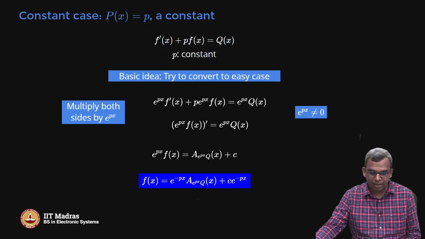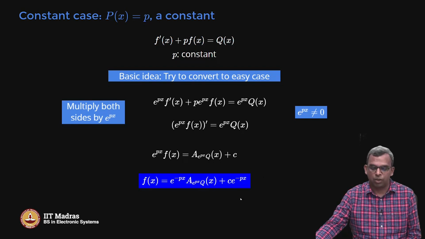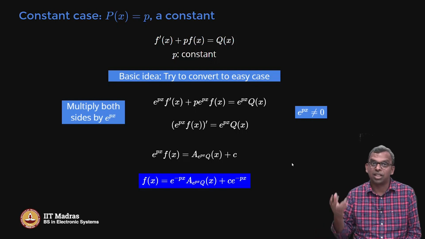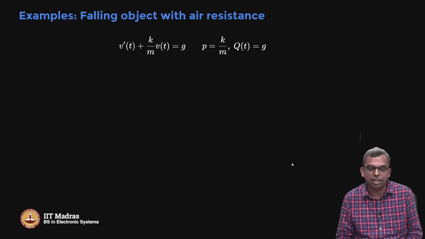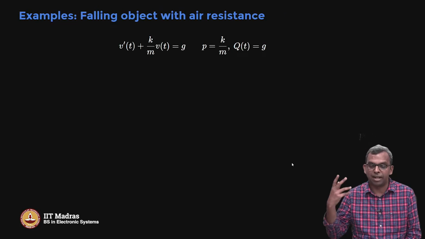Okay. So, this is the cool little trick that helps us solve any ODE of this form. Any first order ODE with a constant p here, we can simply multiply by e power px and we are done. Okay. So, that's our solution method. We are going to start using it in our examples. We had these examples before. Let's start using it. First example is a falling object with air resistance, right?